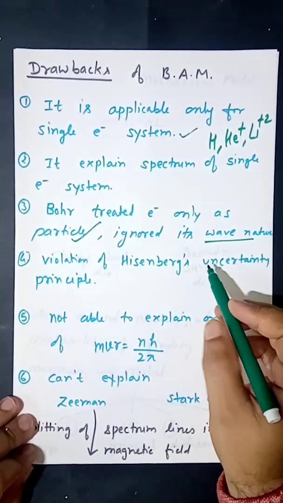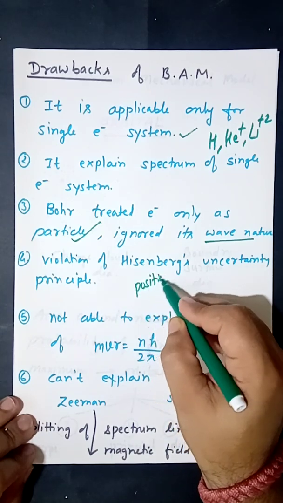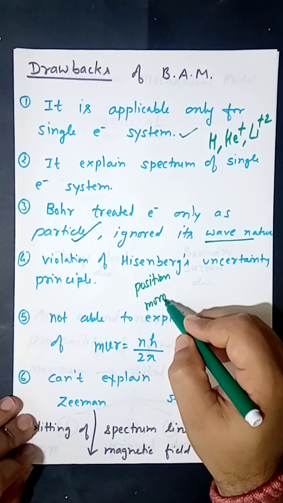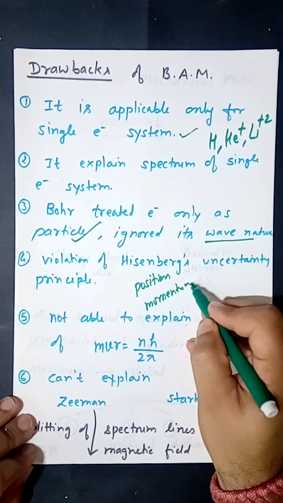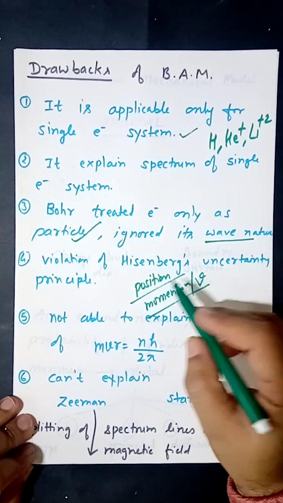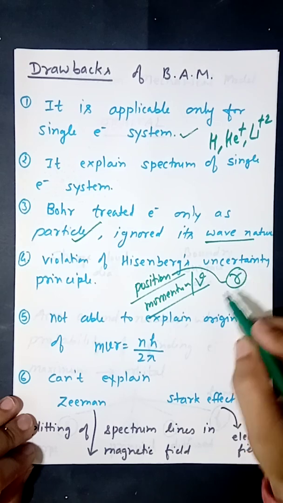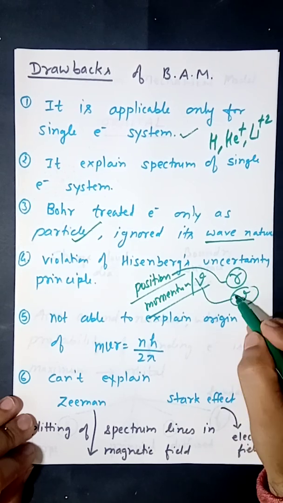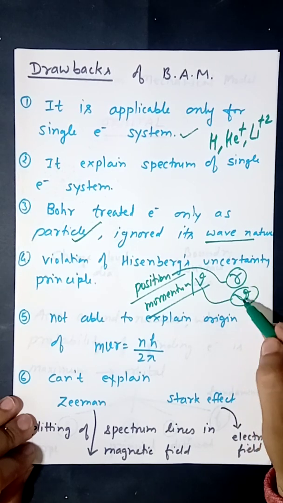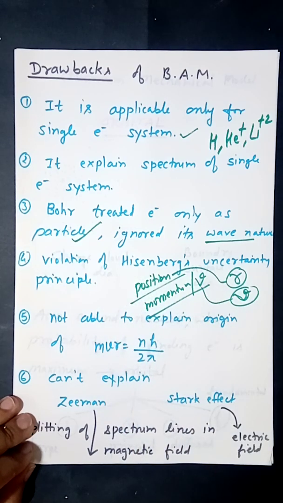This is another drawback. It is a violation of Heisenberg uncertainty principle. You know, as per Heisenberg principle, it is not possible to calculate both position and momentum, or you can say velocity, simultaneously with certainty. But Bohr gave a formula to calculate both position, it means radius, as well as velocity. So we can now calculate velocity as well as radius both for the electron, and this is a violation of Heisenberg principle.